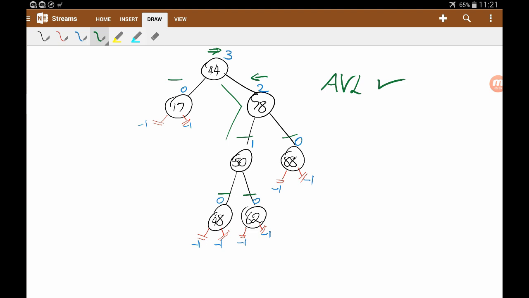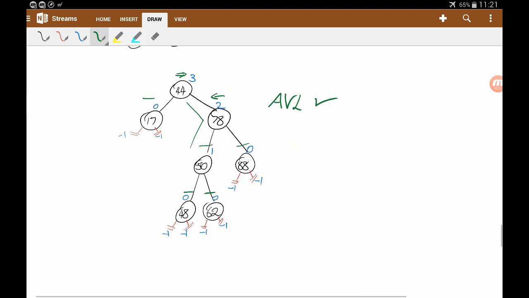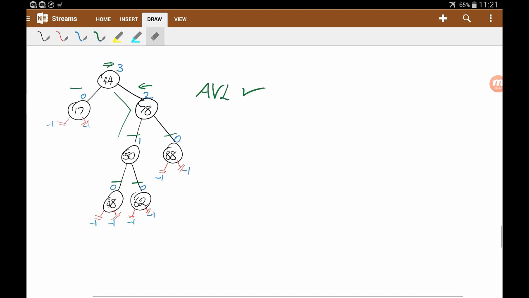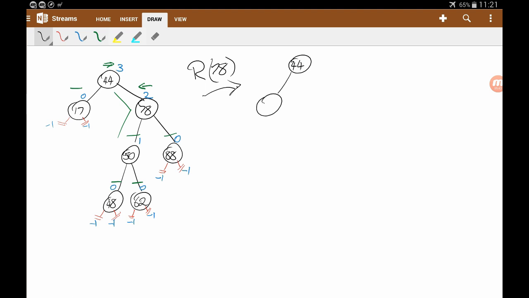So our algorithm says, let me just shrink it and move it to the side. Our algorithm says, do a right rotation on the child first. So the right rotation means that 78 moves to the right and its left child moves up. So we're going to have a right rotation on 78, and that's going to leave us with a tree that looks like this. The rest all stays the same.